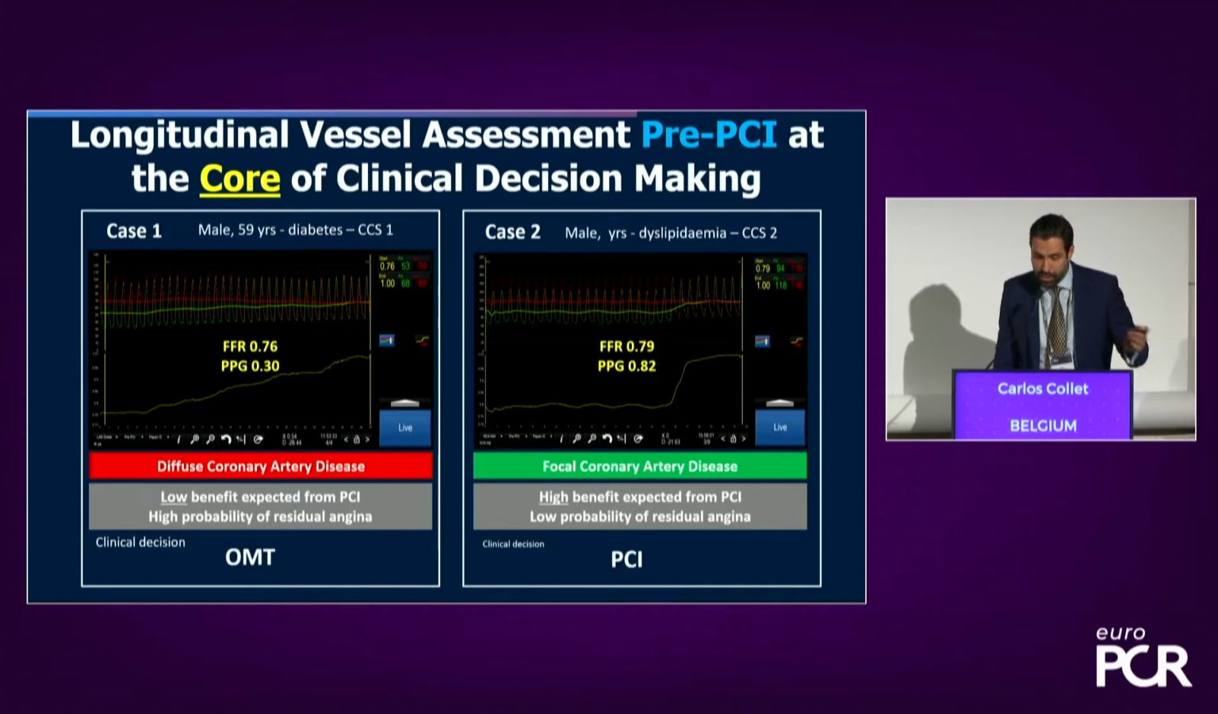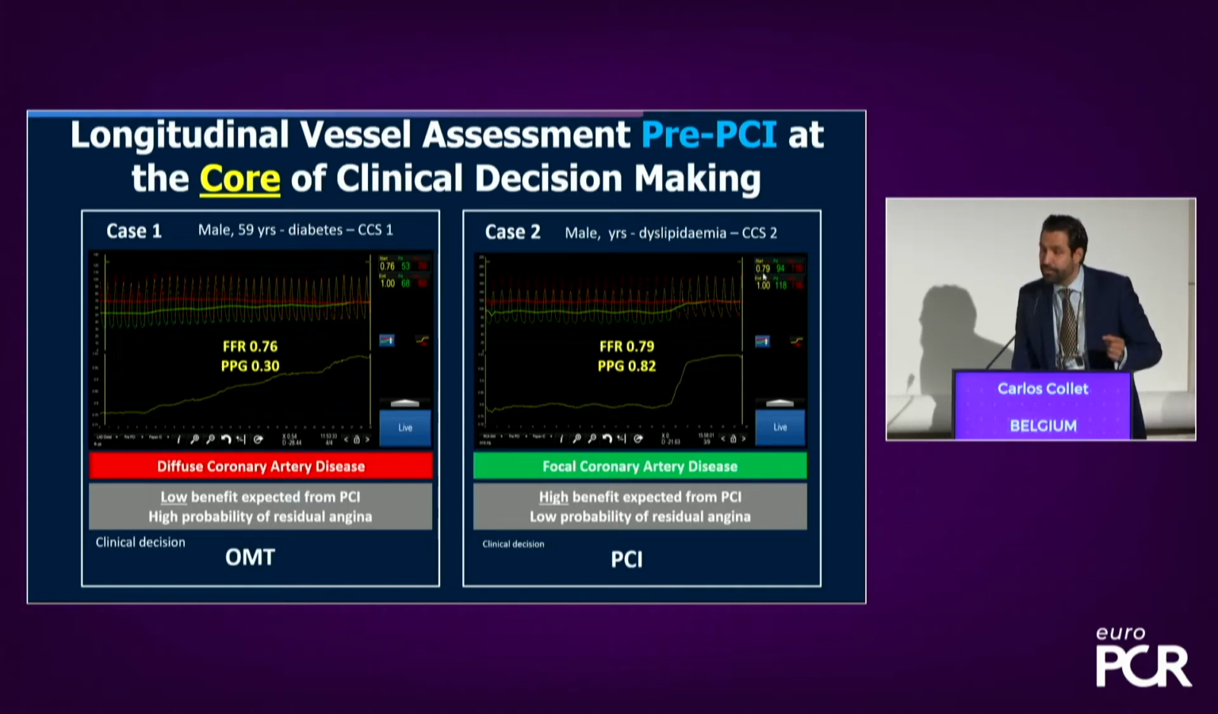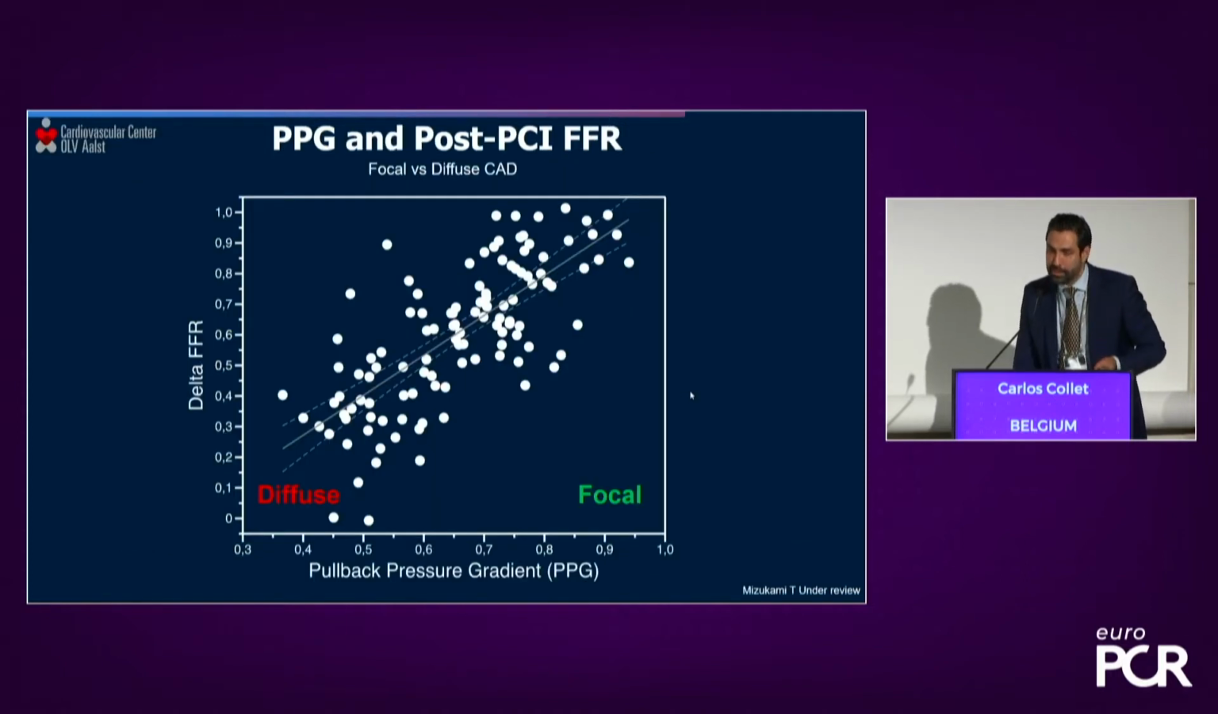In contrast, the patient on the right side has an FFR of 79, but this pressure is all lost within a short segment of the vessel, and that is depicted by this step in the pullback curve. This is the ideal candidate for PCI. So we're using this technology to refine our clinical decision-making.